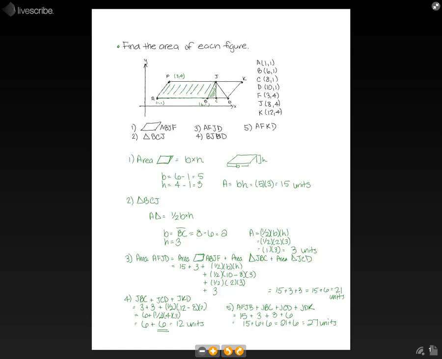And that's how you're going to solve the area for figures and figures within figures.